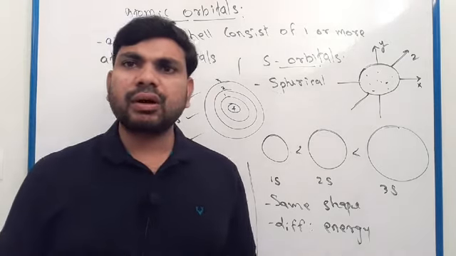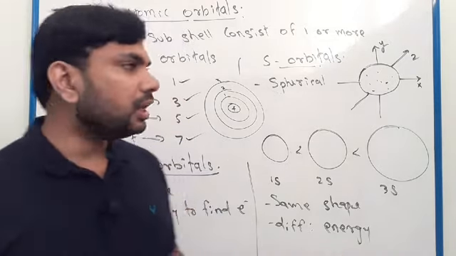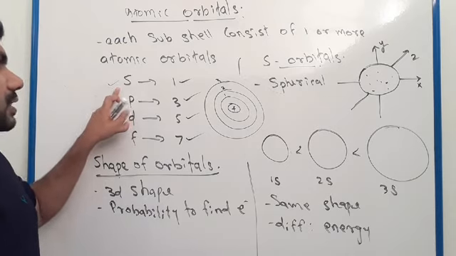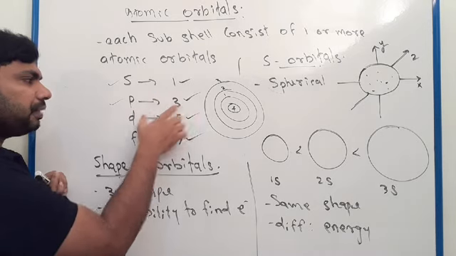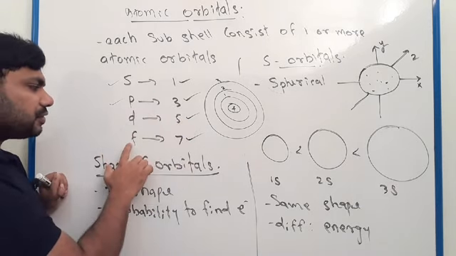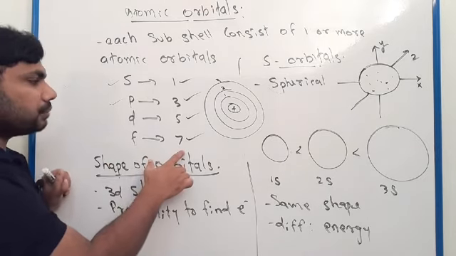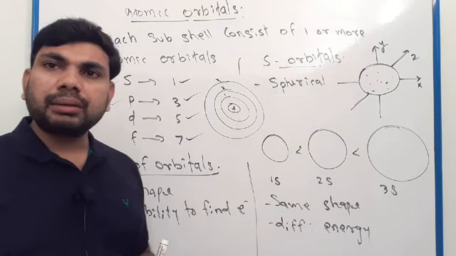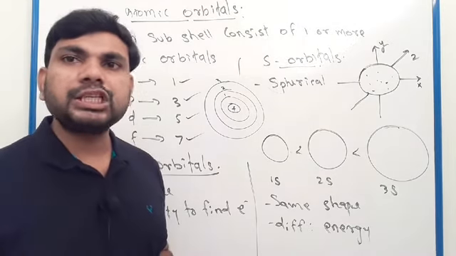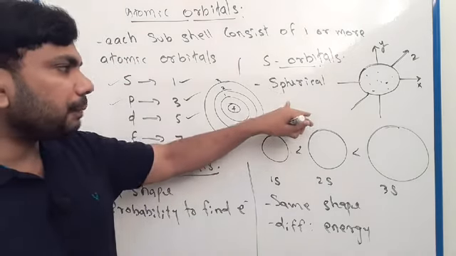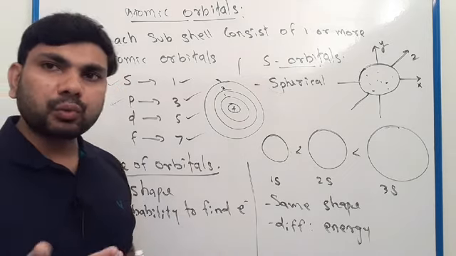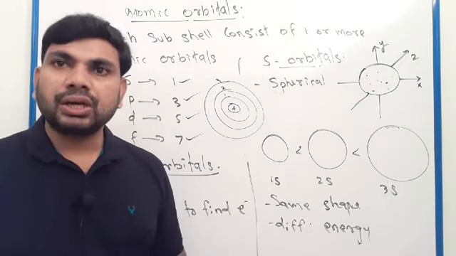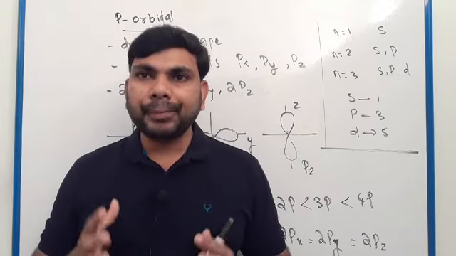So here we discussed that each subshell consists of a different number of atomic orbitals: s subshell 1, p subshell 3, d subshell 5, and f subshell 7 atomic orbitals. All atomic orbitals have a three-dimensional shape. An atomic orbital means a space around the nucleus where there is more probability to find an electron. The s orbital has a spherical shape. There are different s orbitals, 1s, 2s, 3s, 4s, and all of them are spherical but have different energy. Clear? Okay, next we discuss the p orbital.